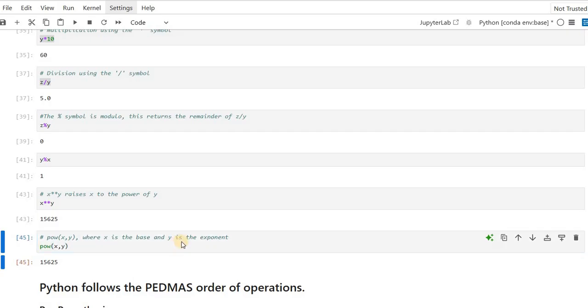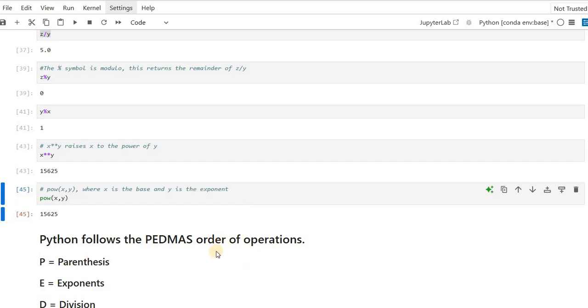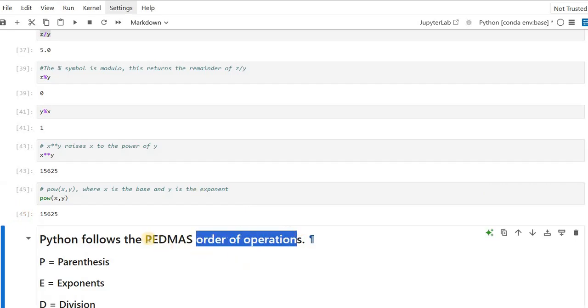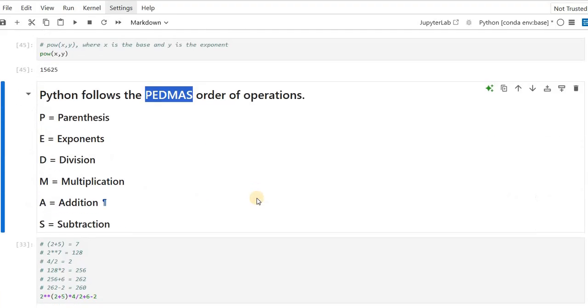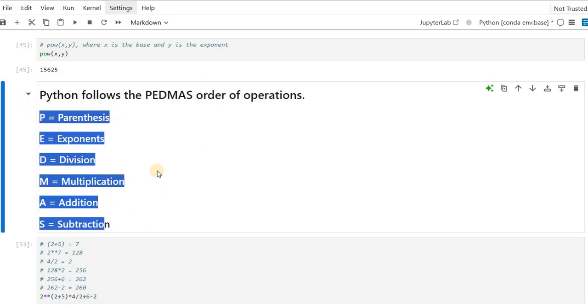Now understand how the order of different operations matters, because Python follows PEMDAS. This is the short form for the different operators that you can use in Python. P stands for parenthesis, E stands for exponents, D stands for division, M stands for multiplication, A for addition, S for subtraction. First priority is parenthesis, second priority is exponents, third priority is division, fourth multiplication, then addition, subtraction. So it follows this order.